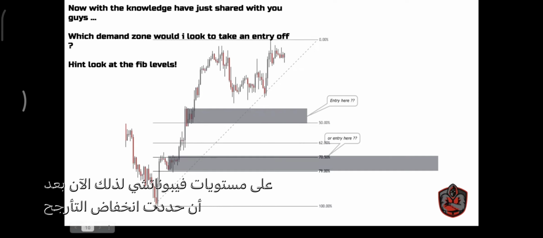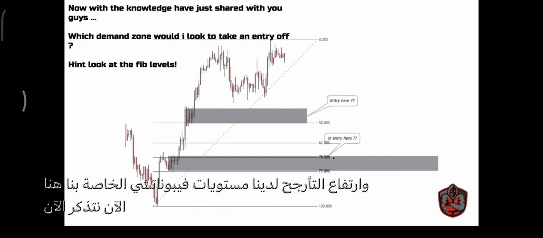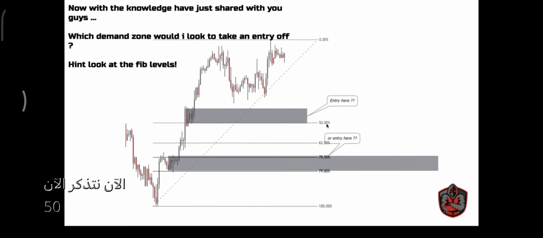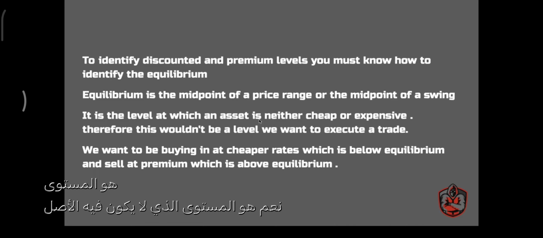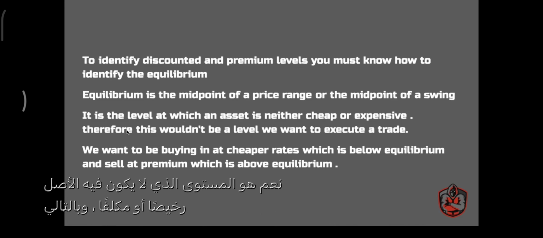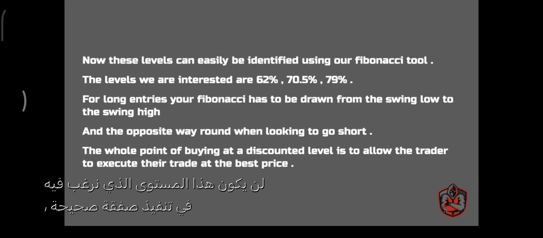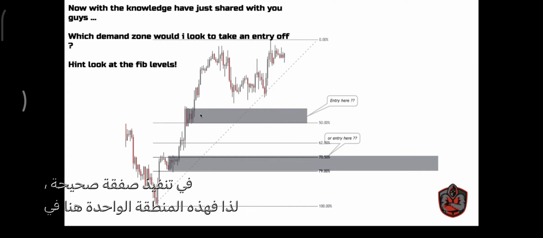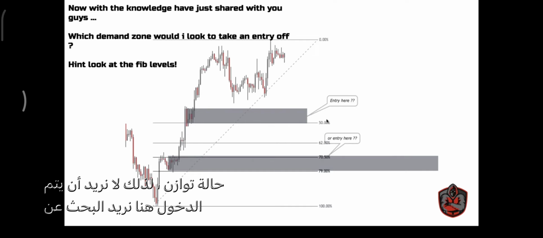So now that I've marked out the swing low and the swing high, we have our Fibonacci levels here. Now remember, 50% is our equilibrium. And what did I say about equilibrium? It is the level at which an asset is neither cheap nor expensive. Therefore, this wouldn't be a level we would want to execute a trade off, right? So this demand zone here is at equilibrium. So we don't want to be taking entry here.